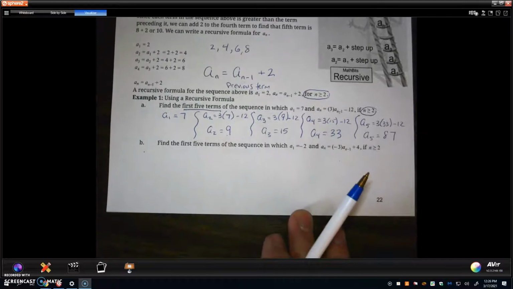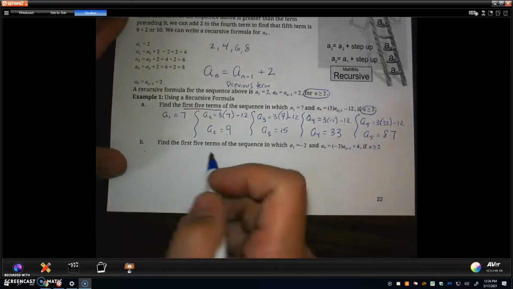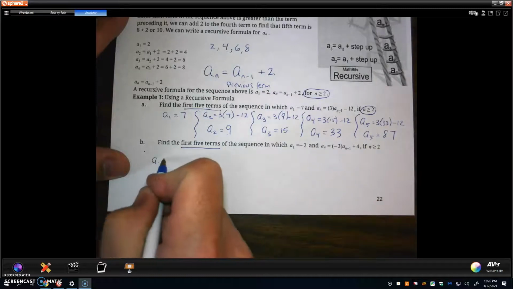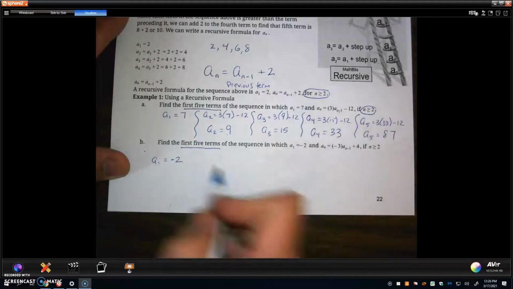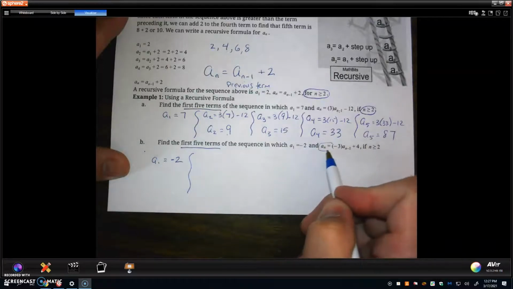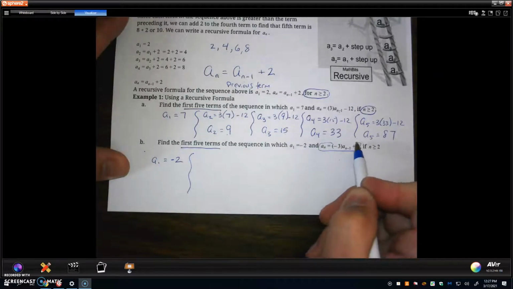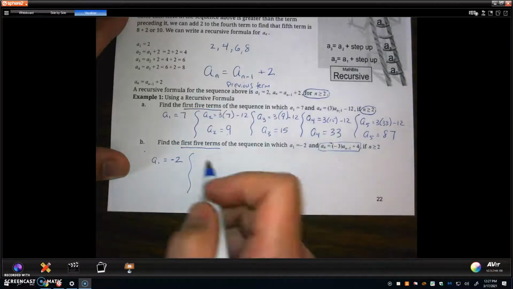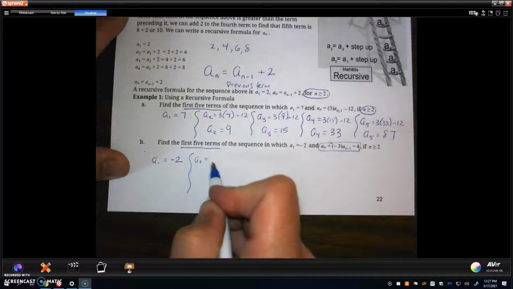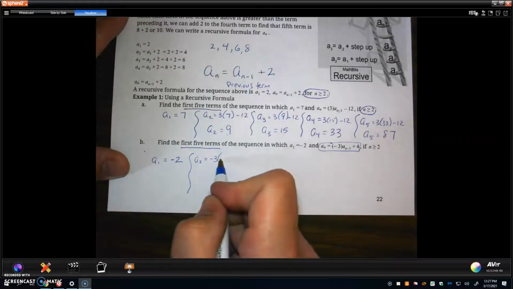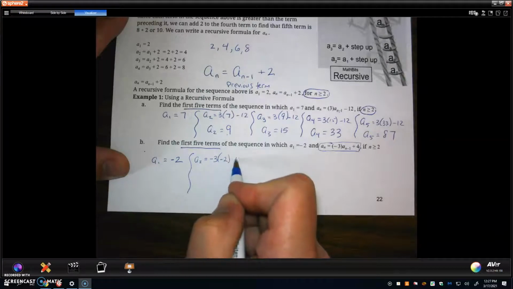Let's look at another example. Here they're saying write the first 5 terms of the sequence in which a sub 1 is negative 2. So our first term is negative 2, and then they give us a rule right here. So the rule says to take negative 3 times your previous term and then add 4. So for a sub 2, we're going to do negative 3 times the previous term, which in this case would be negative 2, and then add 4.